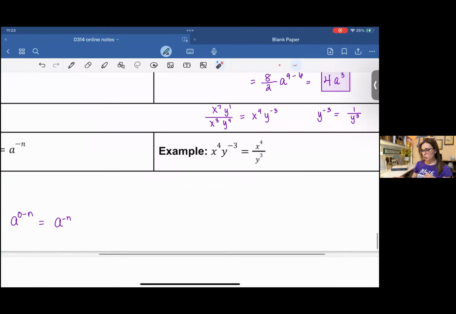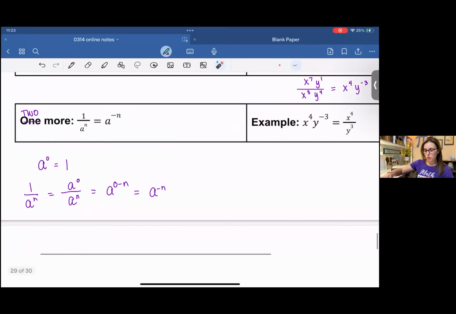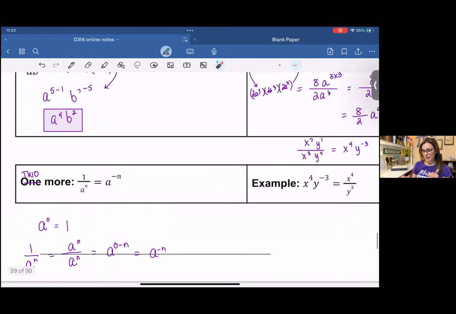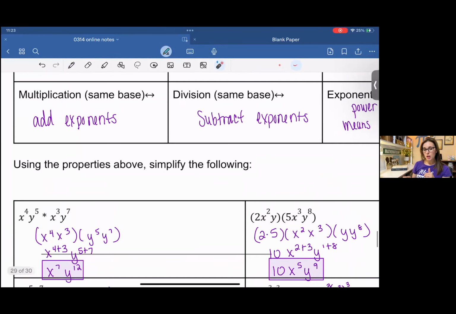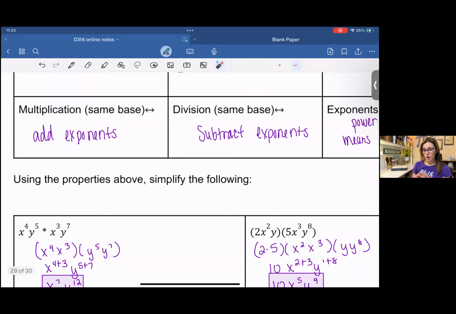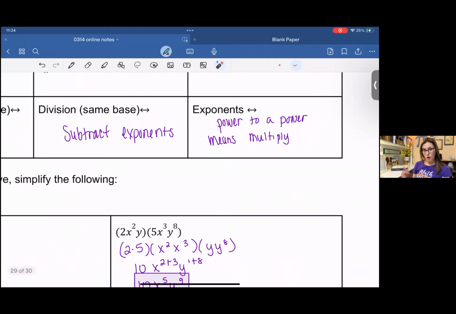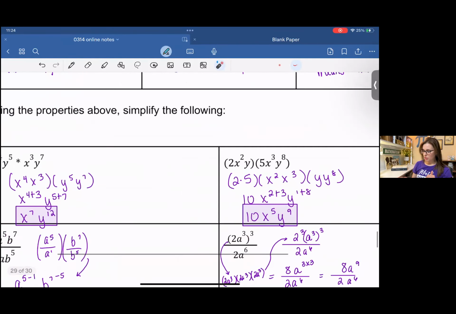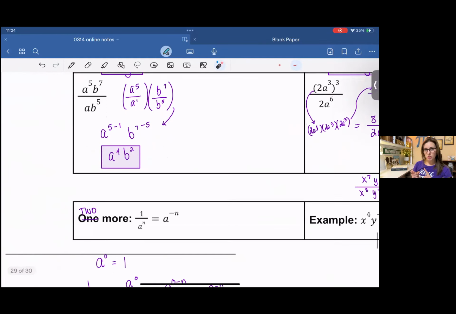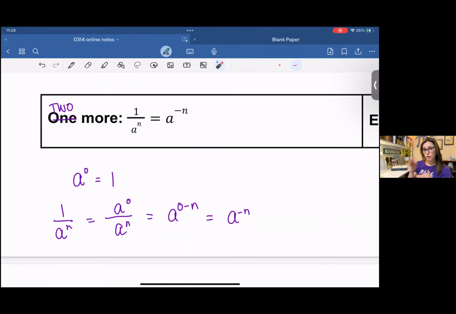So those are your two other properties. We have our simple properties where if you're multiplying components with the same base, you are adding exponents. If you're dividing components with the same base, you're subtracting exponents. If you have a power raised to a power, you are multiplying exponents. And then the last two properties are the negative exponent. If you put it under the fraction bar or move it over the fraction bar, it changes the sign. And that is partly because anything to the 0 power is 1.